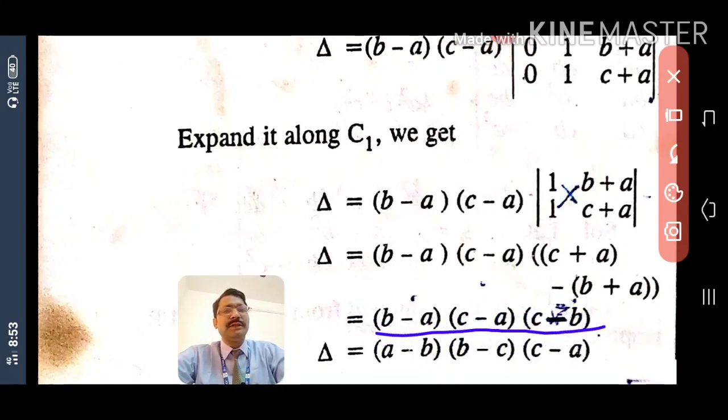So you can take common minus from the first, so you get a minus b, and from c minus b you also take common minus, so b minus c, and c minus a as it is. Minus minus will be plus, and you get this answer. So I hope you understand this solution.